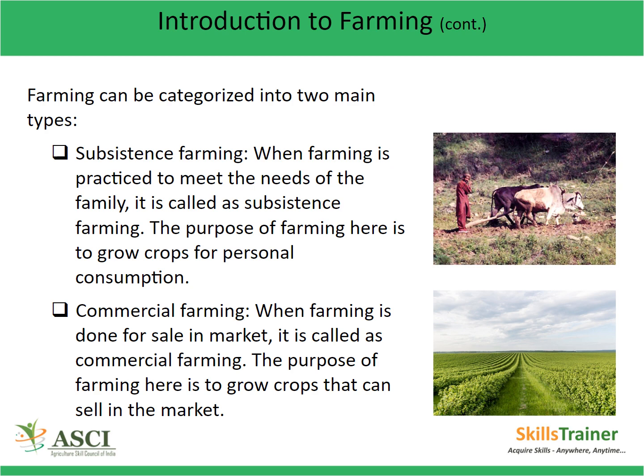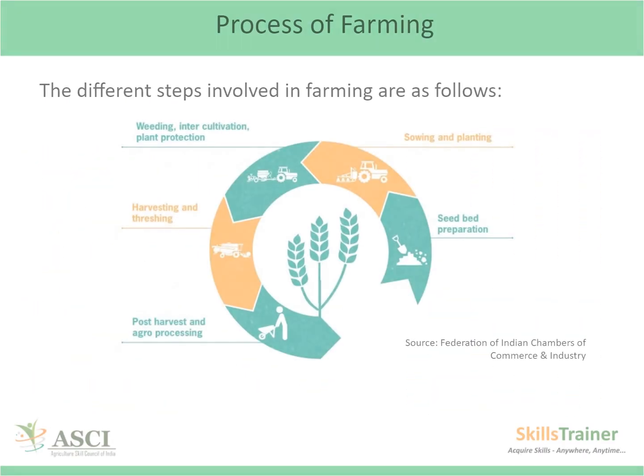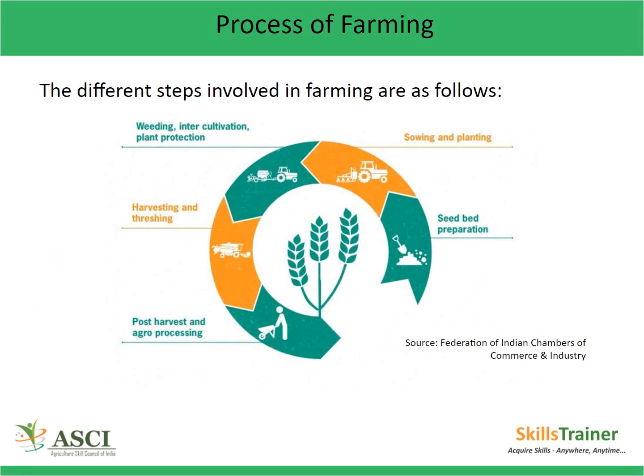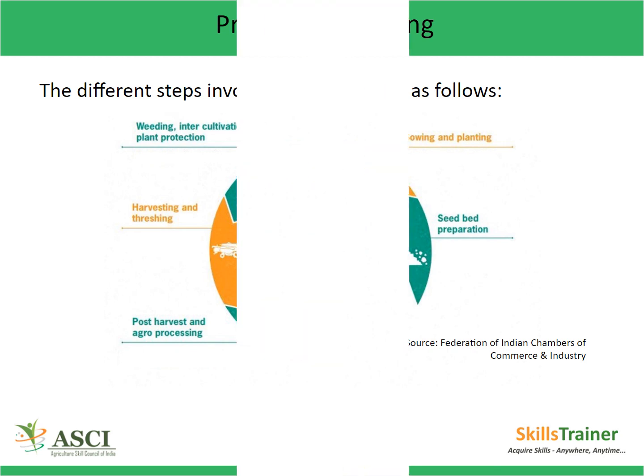Commercial farming. When farming is done for sale in market, it is called commercial farming. The purpose of farming here is to grow crops that can be sold in the market. Process of farming. The different steps involved in farming are as follows: seed bed preparation, sowing and planting, weeding, intercultivation, plant protection, etc., harvesting and threshing, and the last step is post harvest and agro processing.